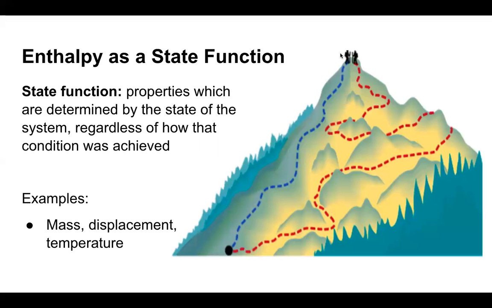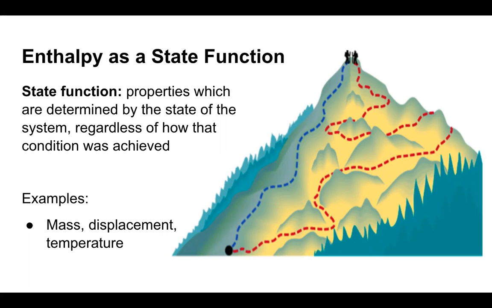Okay, so let's take a look at enthalpy for a second here. So enthalpy is delta H. It's something that we've been looking at in our past couple of lessons and our labs. Now, enthalpy is known as a state function. And basically, what a state function is, it's a property that's determined by the state of the system, regardless of how that condition was achieved. So, some examples of state functions are mass, displacement, and temperature.